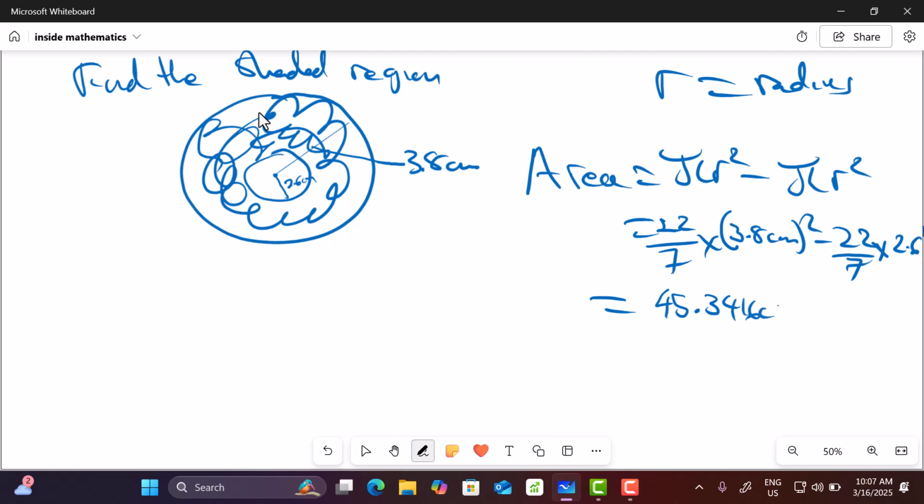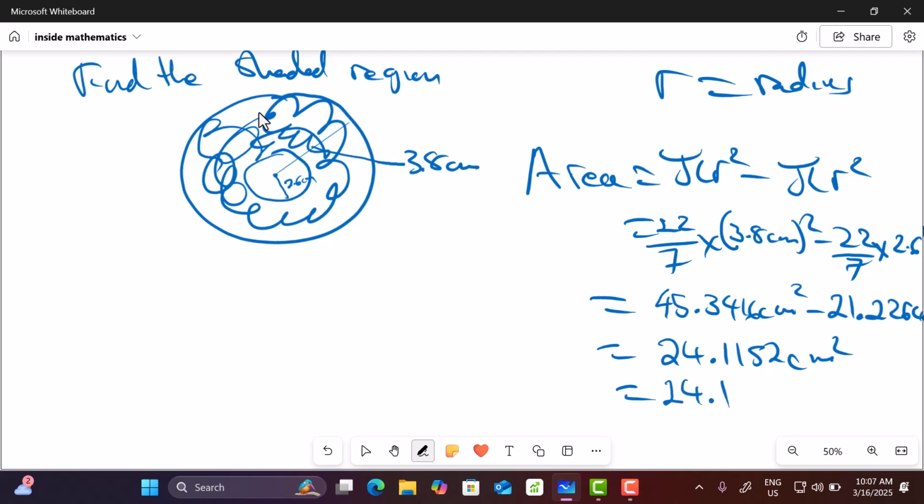For the first one, we get 45.3416 square centimeter, minus 21.2264 square centimeter. If you subtract, we get nothing but 24.152 square centimeter. And to one decimal place, we get 24.1.